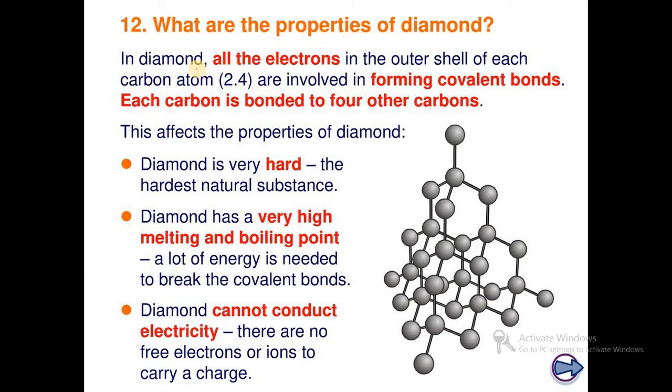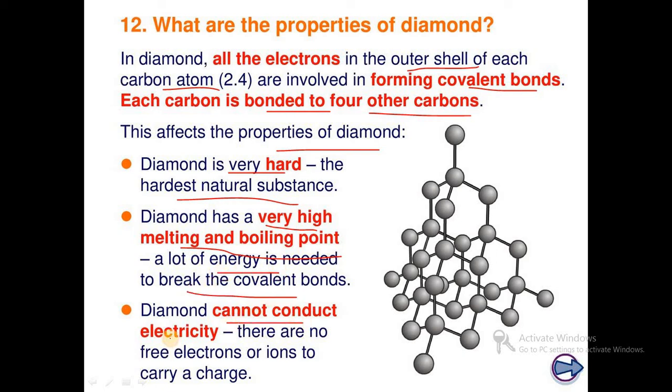Then what are the properties of diamond? In diamond, all the electrons in the outer shell of each carbon atom are involved in forming covalent bonds. Each carbon is bonded to 4 other carbons. This affects the properties of diamond. Diamond is very hard, the hardest natural substance. Diamond has a very high melting and boiling point. A lot of energy is needed to break the covalent bonds in diamond. Diamond cannot conduct electricity. There are no free electrons or ions to carry a charge. This is the structure of diamond.